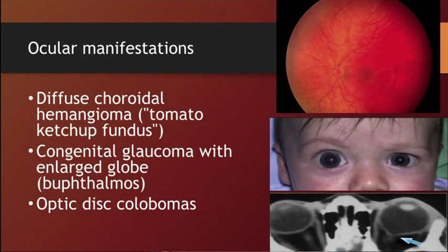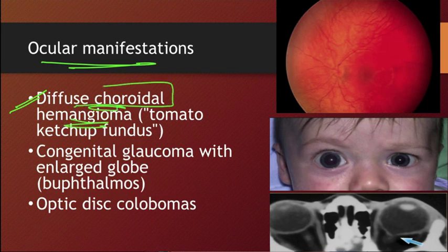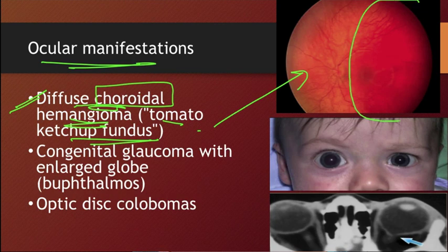So we have seen the skin or dermal manifestation, we have seen the CNS manifestations. What are the ocular features? As we saw in VHL, there was a retinal angioma. Here there is a diffuse choroidal hemangioma, so it occurs in the choroid. The characteristic name given is tomato ketchup fundus. As you can see in this image, this diffuse type of choroidal angioma appears so red, it's called tomato ketchup fundus.